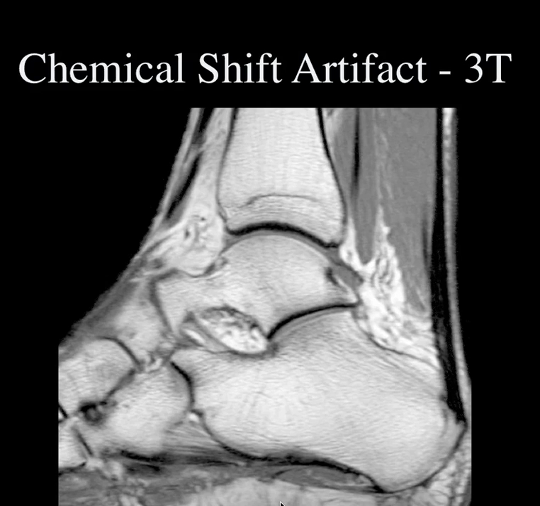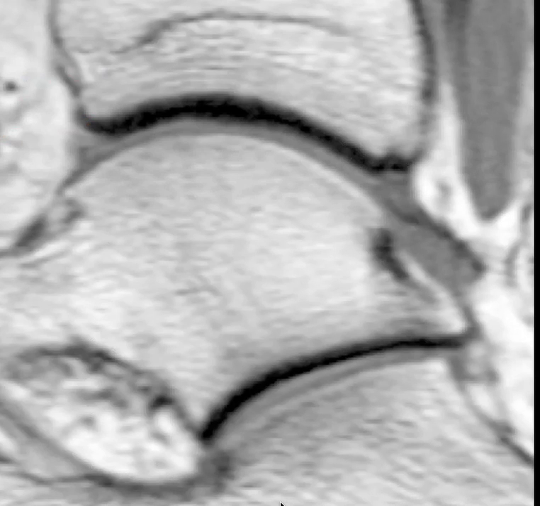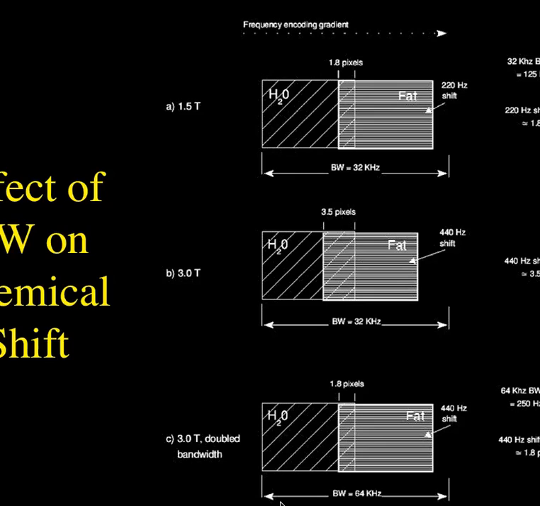Okay? So that's type 1 chemical shift artifact. This just shows a blow up of that abnormality. There's a separation. You get overlap. Okay, now Michael, how does type 1 chemical shift vary with field strength?